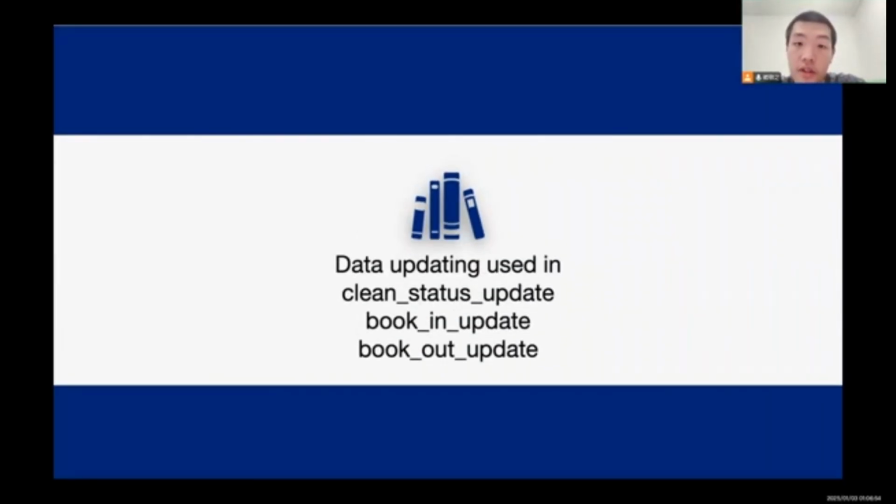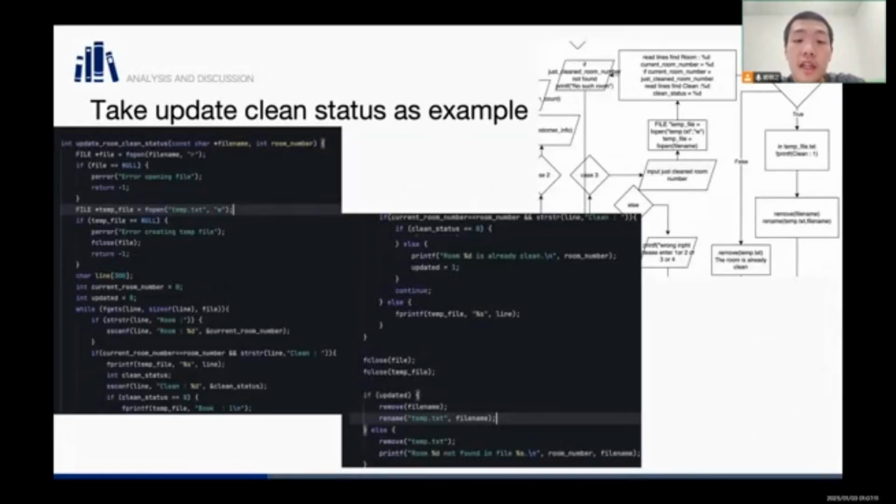The second function I want to mention is actually used in three functions, but only slightly different. One is update cleaning status, the others are update book in and update book out. So I will take update clean status as an example to explain how this is done. Here is the total flowchart and code.